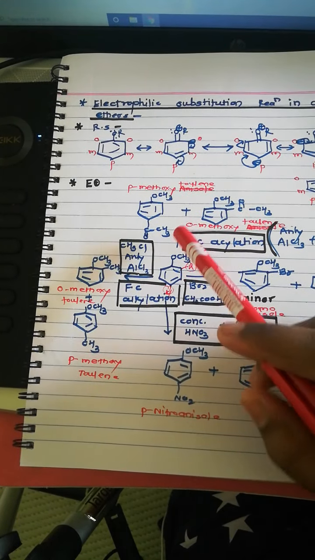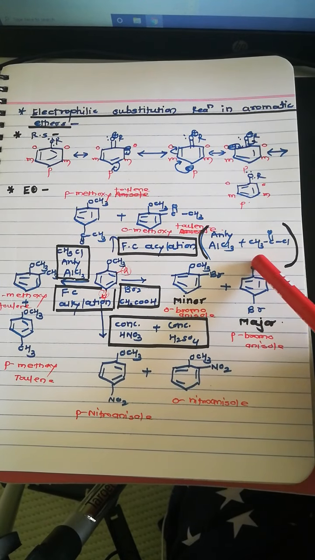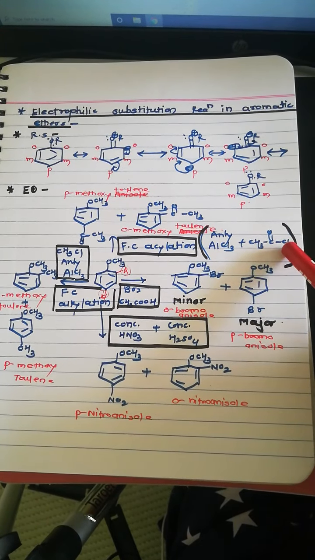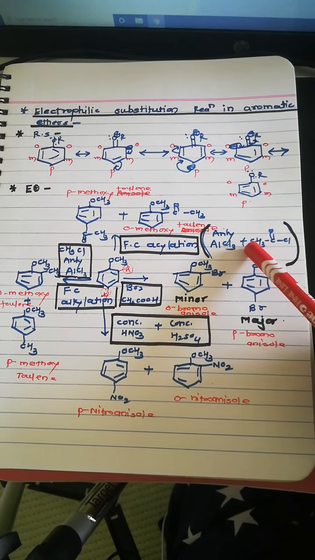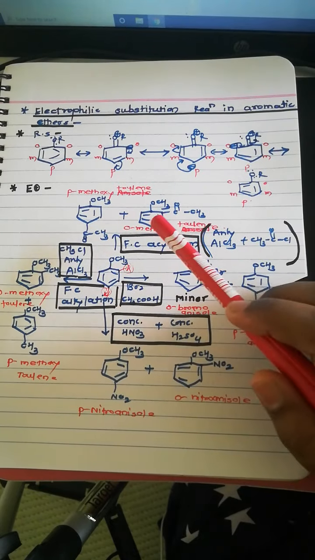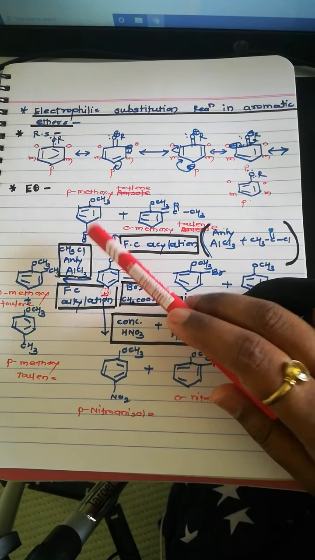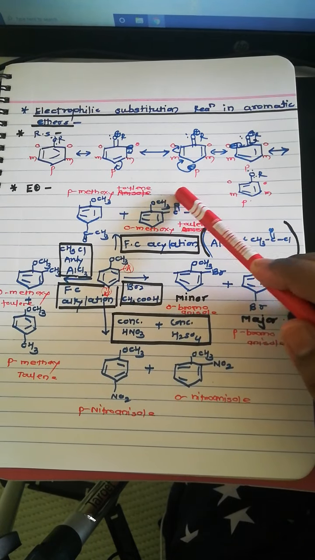Now we can see the Friedel-Crafts acylation reaction. The reagent is anhydrous AlCl3 and CH3COCl, which is called acetyl chloride. Here electrophile is CH3CO plus. It is electron deficient, therefore it adds to ortho and para position. Ortho product is minor and para product is major because of steric hindrance.